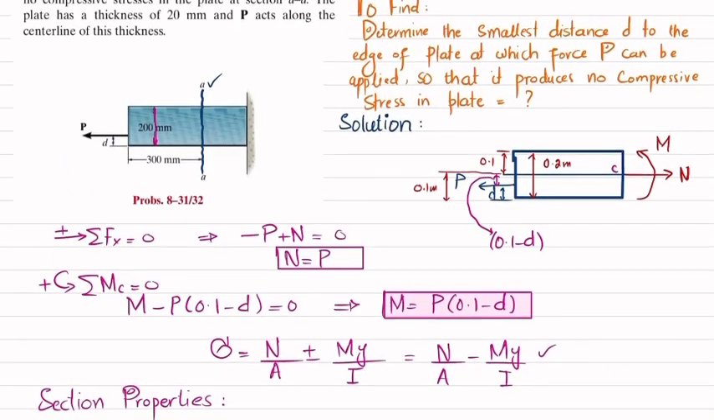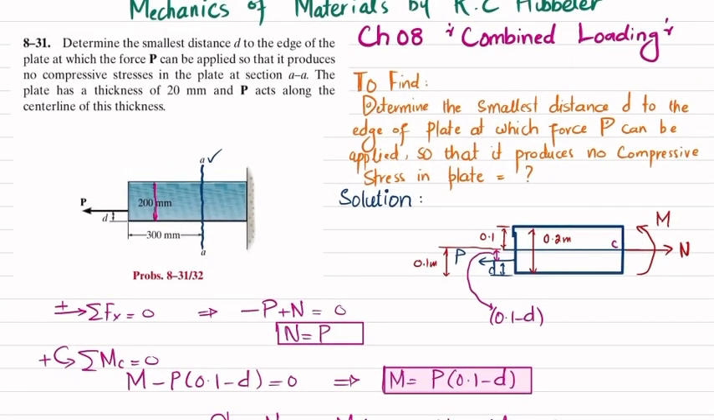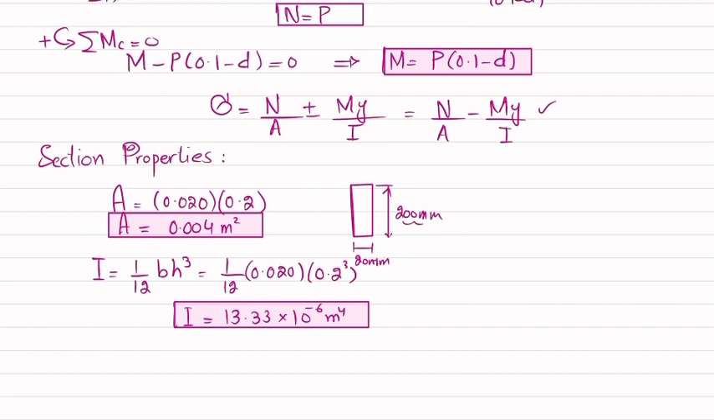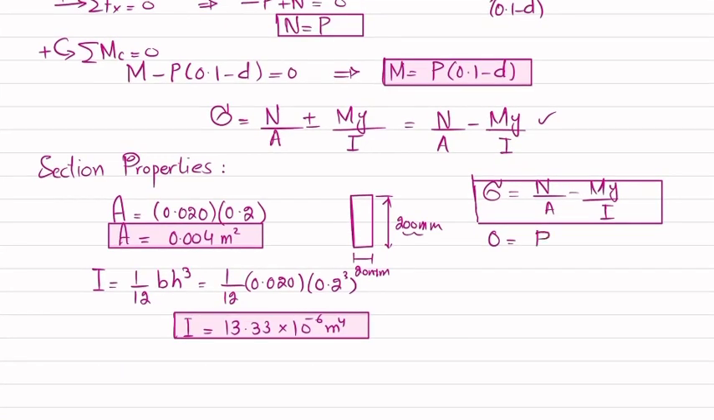Now it is given that we have to find the no compressive stress condition for this D. So it means that this sigma, which is equal to N by A minus M into Y divided by I, will be equal to 0, because this defines the compressive stress. So this is equal to 0. So we will put N equal to P. N divided by A, so N is equal to P, and the area is 0.004, minus M.